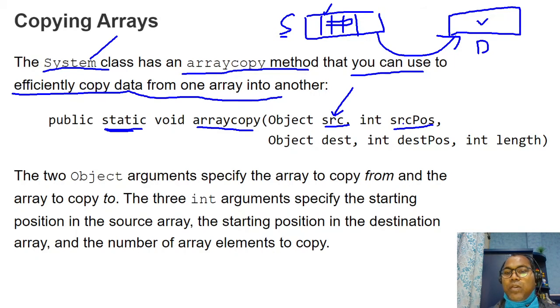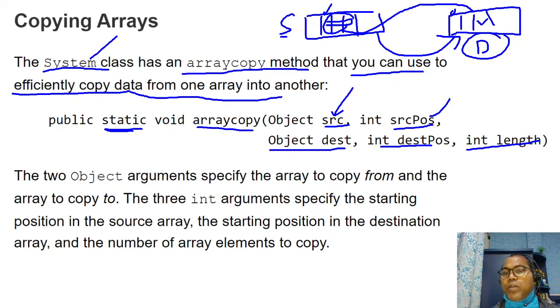So this is the starting position, and next you specify the destination array and the destination position, from which position you are going to copy. Maybe I am copying into position 0, so I specify 0 here. And then the length: how many elements do you want to copy, one, two, three? If you want to copy three, you specify three, so three elements are copied here.